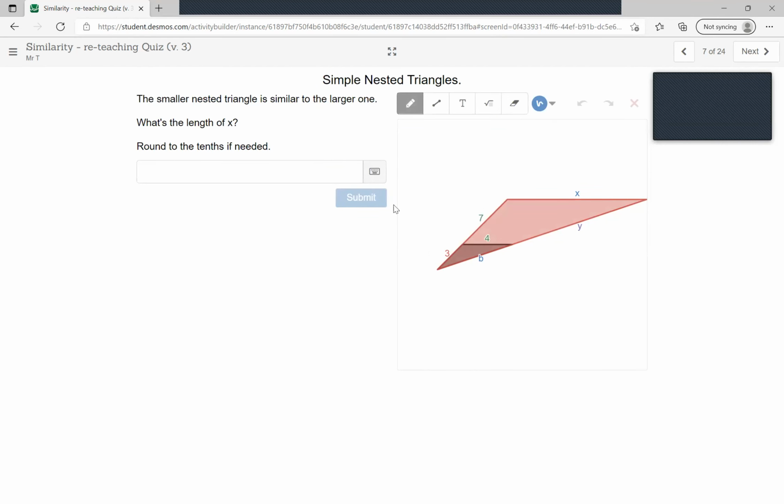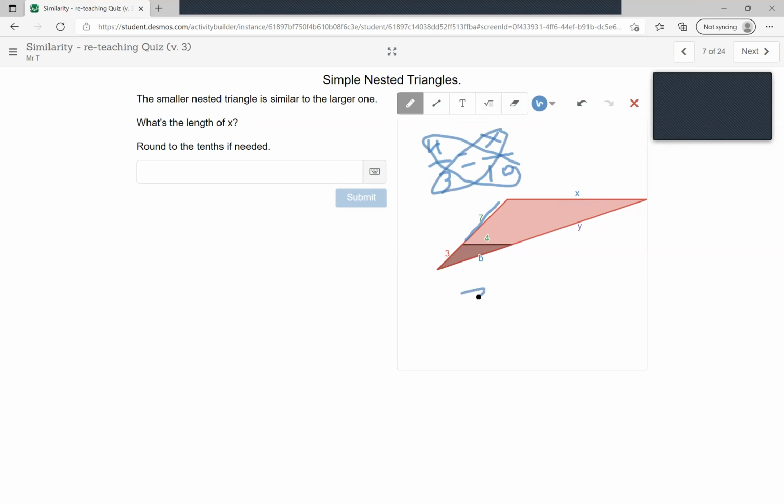Okay. Nested triangle. This one is really tricky. Your little triangle, 4 over 3, is my proportion, which is going to be equal to X over, and I'm going to make you answer this, X over what is the side of that large triangle? And the answer is 10, okay? Because it's not 7. 7 is from here to here. And this is the mistake some people will make. So I'm going to cross multiply those two and get 40, and multiply those two and get 3x.